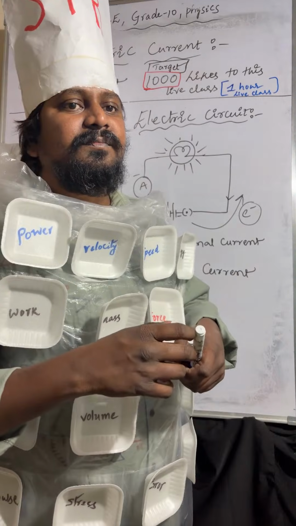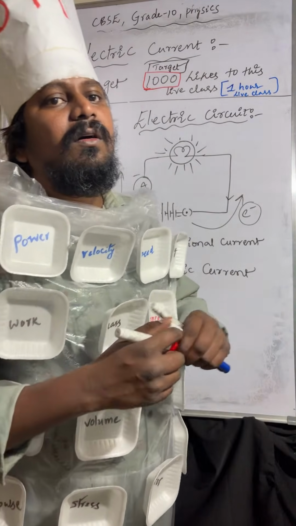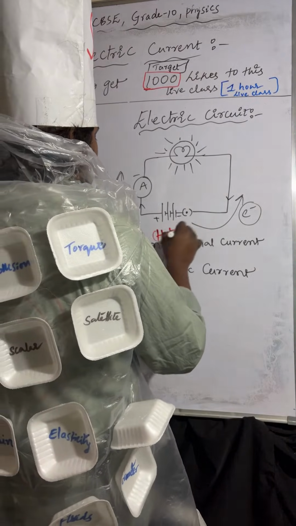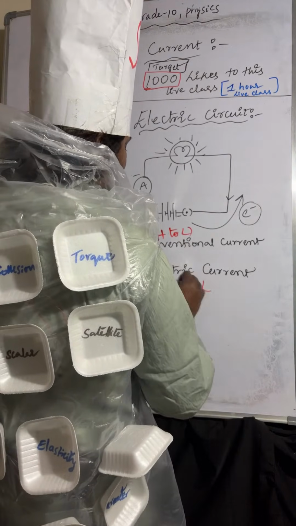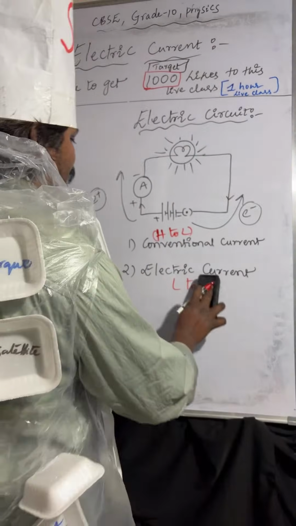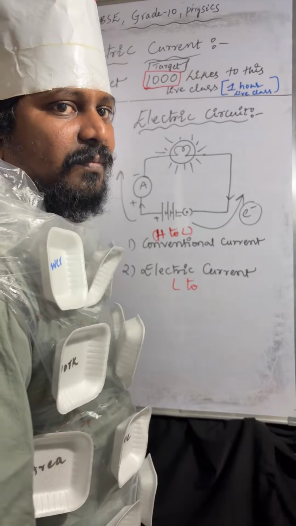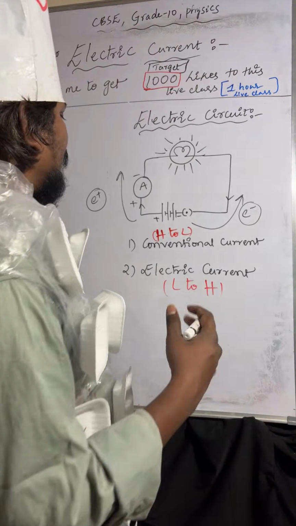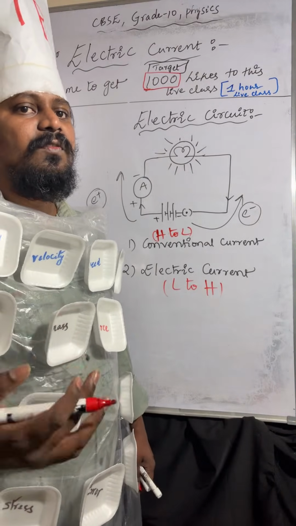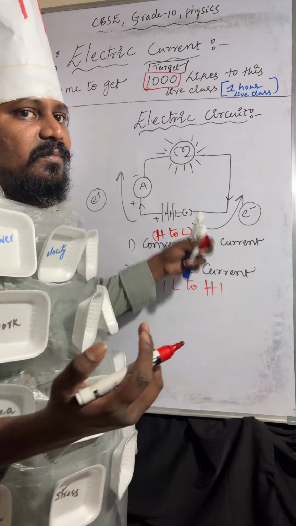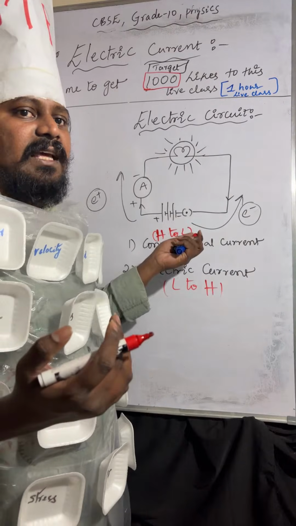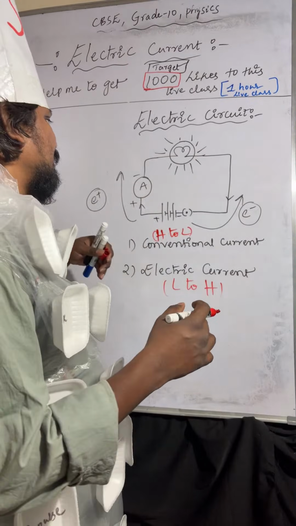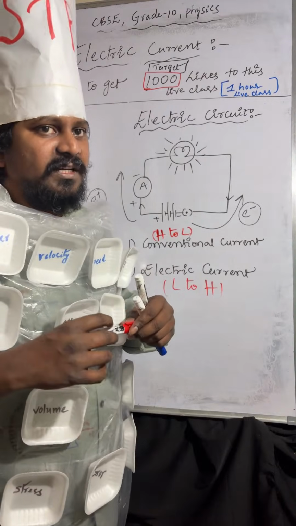And here you can observe, positive charges are moving from high potential to low potential, whereas electrons are moving from low potential to high potential. Understood? So conventional current is nothing but the flow of positive charges, moving from high potential to low potential, whereas electrons move from low potential to high potential. So this is about conventional current and electric current. I hope it is very clear, right?